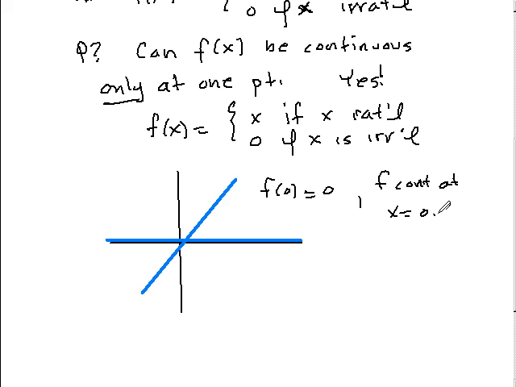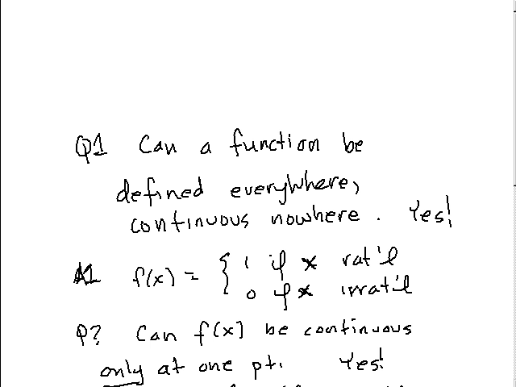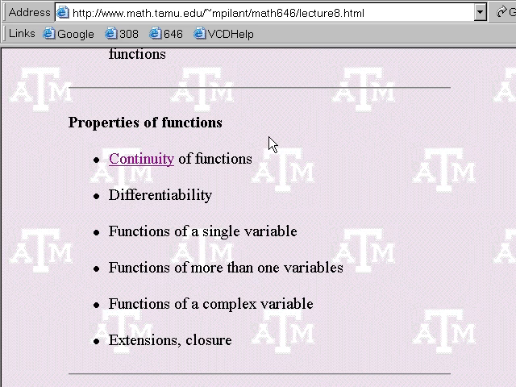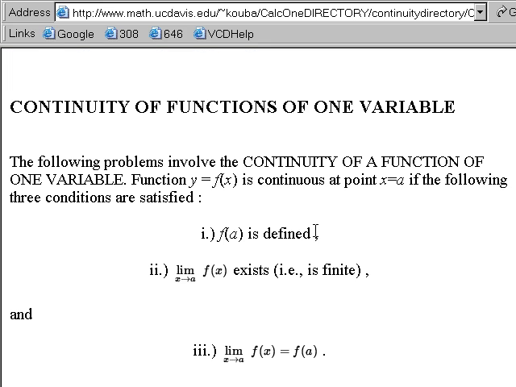Now, there is a definition of continuity at a point that is the following: f of x is continuous at x equals, say, a, if f of a exists, and that's what we have here, and the limit exists, and these two are equal.